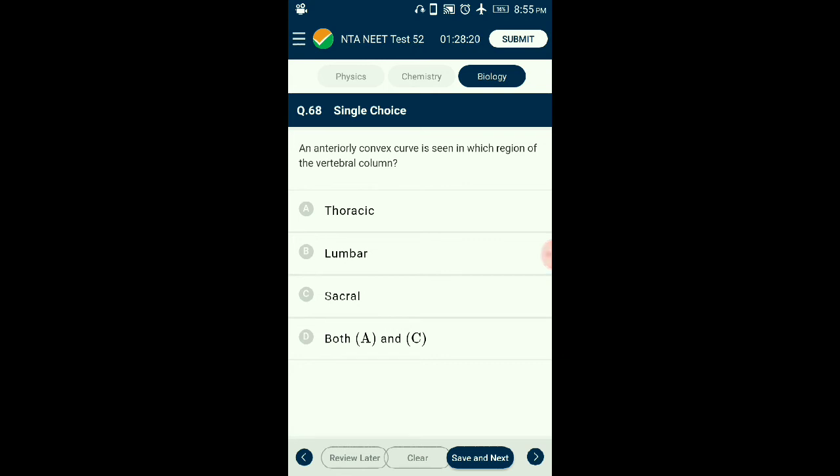one bone. In the thoracic and sacral regions, the vertebral column forms the curvature which is convex posteriorly, concave anteriorly, while in the cervical and lumbar region it forms the curvature which is concave posteriorly, convex anteriorly. So the answer for this question is option B, lumbar.